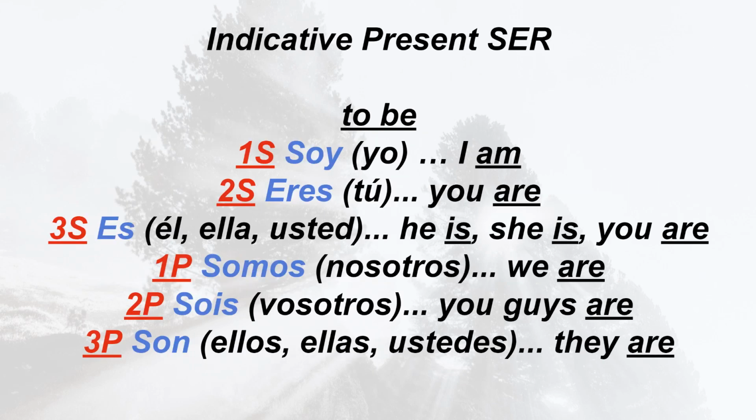Let's take a look at indicative present first. There are 6 forms of conjugation in indicative present. Soy, yo, will be I am. Eres, tú, will be you are. Es, él, ella, usted, will be he is, she is, or you are. Somos, nosotros, will be we are. Sois, vosotros, will be you all are. Son, ellos, ellas, ustedes, will be they are.